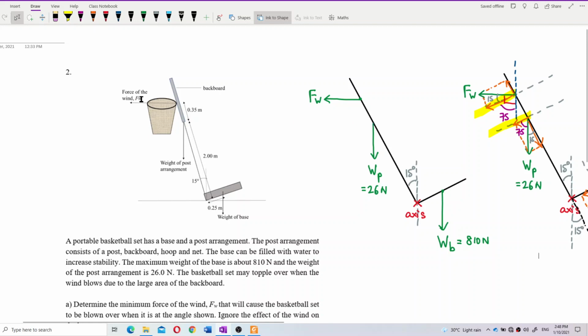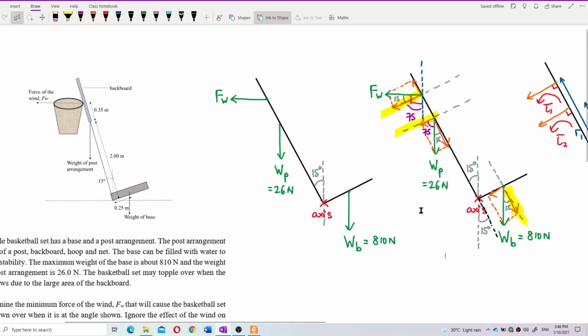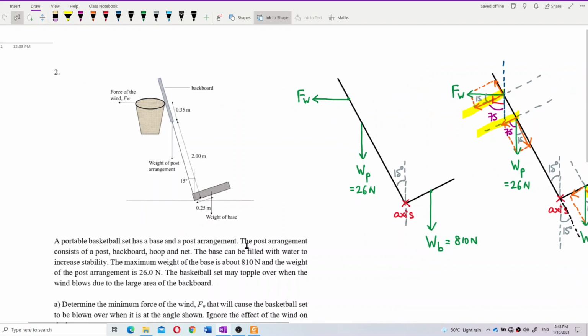And then this is the force of the wind blowing at this side. So this is a simple free body diagram I have drawn. I label down all the values here. So what you have to do is this is about equilibrium already, so you can use total torque equal to 0 to do these questions.